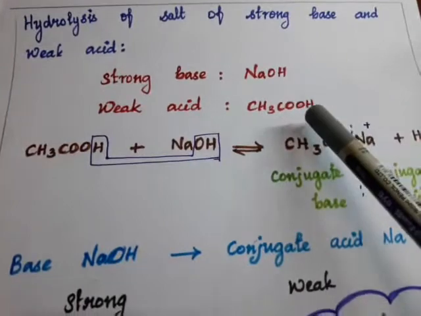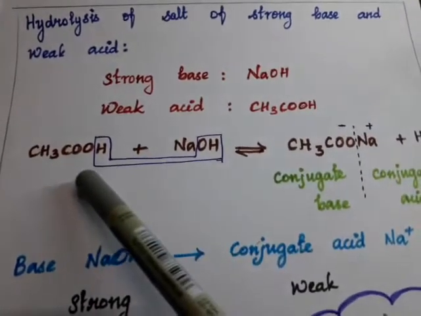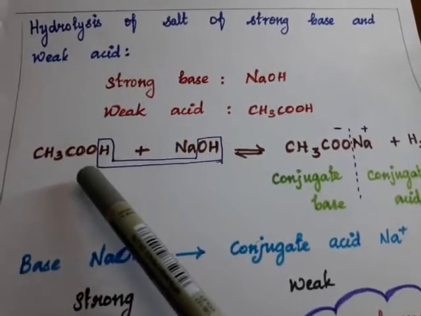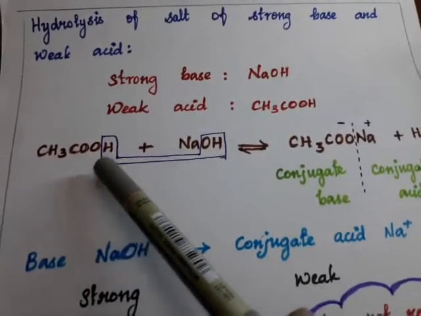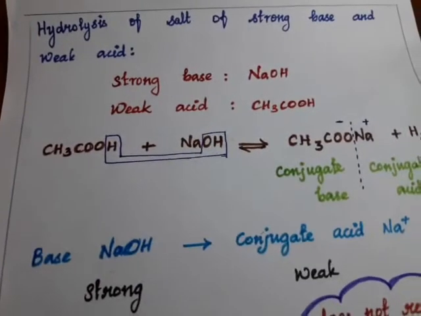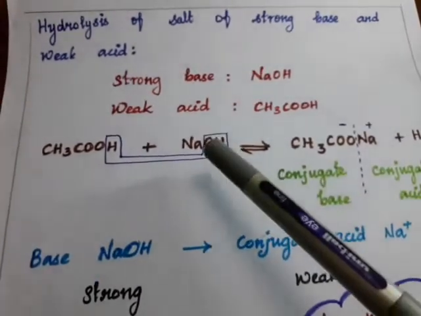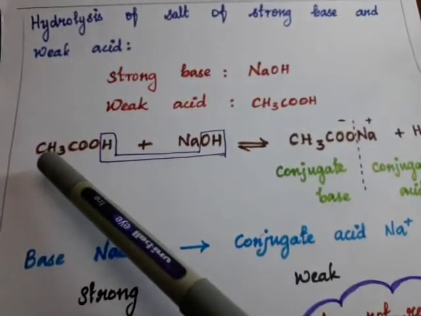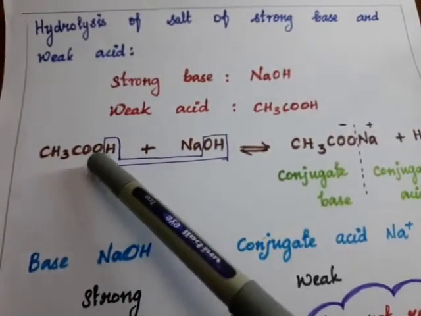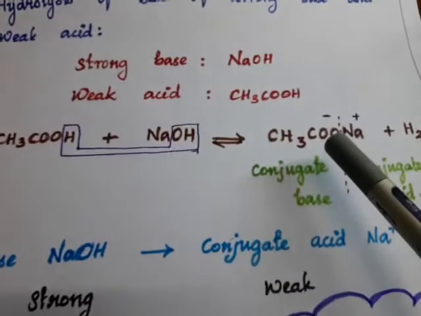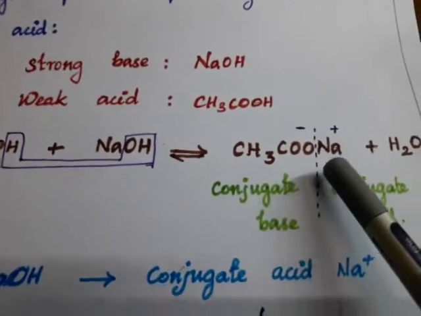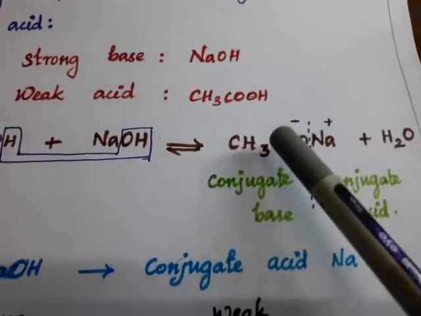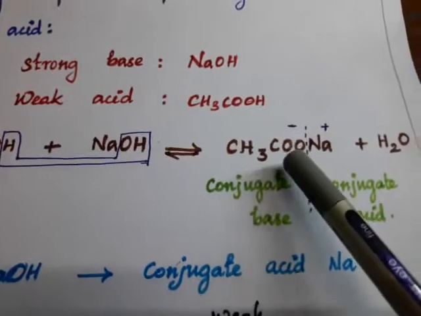CH3COOH. Let us see the neutralization reaction between the weak acid and strong base. When acetic acid reacts with sodium hydroxide, after the removal of water, the remaining product is CH3COONa, which means sodium acetate. This is the salt produced in this neutralization reaction.